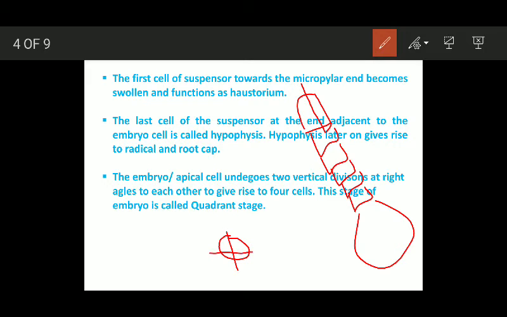How many cells will be formed? 4 cells. And this stage of embryo is called quadrant stage. Here there is one cell, and behind it there is another cell. So the apical cell undergoes two vertical divisions at right angles to each other to form 4 cells, and this stage of embryo is called a quadrant stage.